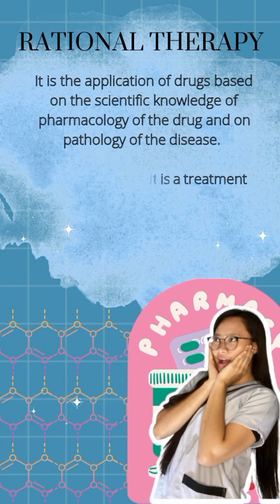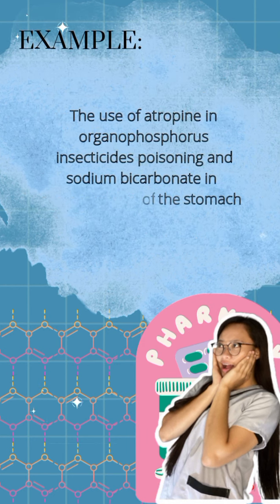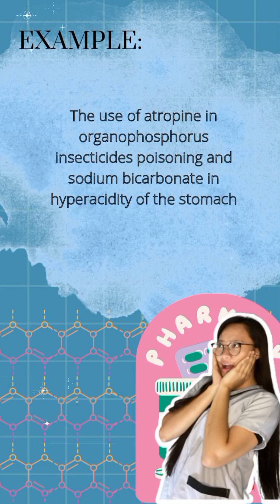On the other hand, rational therapy is the application of drugs based on the scientific knowledge of pharmacology of the drug and on the pathology of the disease. In other words, it is a treatment based on principles when the nature of disease as well as the action of drug is well understood. An example is the use of atropine in organophosphorus insecticides poisoning and sodium bicarbonate in hyperacidity of the stomach.